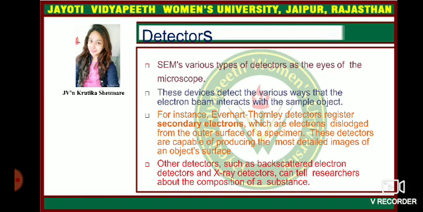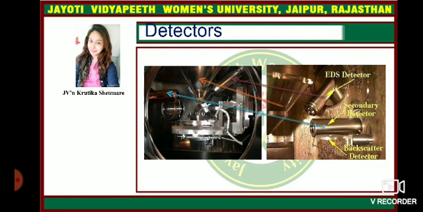The detectors. SEM's various types of detectors act as the eye of the microscope. These devices detect the various ways that the electron beam interacts with the sample object. For instance, Everhart-Thornley detectors register secondary electrons, which are electrons dislodged from the outer surface of the specimen. These detectors are capable of producing the most detailed images of the object surface. Other detectors such as backscattered electron detectors and X-ray detectors can tell researchers about the composition of a subject. So this is how the detector looks.